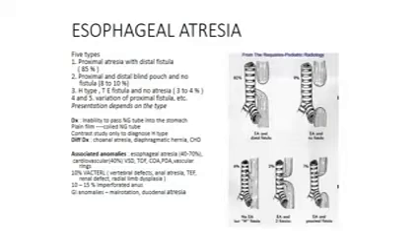The diagnosis starts when there is inability to pass a nasogastric tube to the stomach of the baby. In the plain X-ray, we may see a coiled nasogastric tube, and contrast studies are usually not needed in the diagnosis except in the problems of H-type fistula.